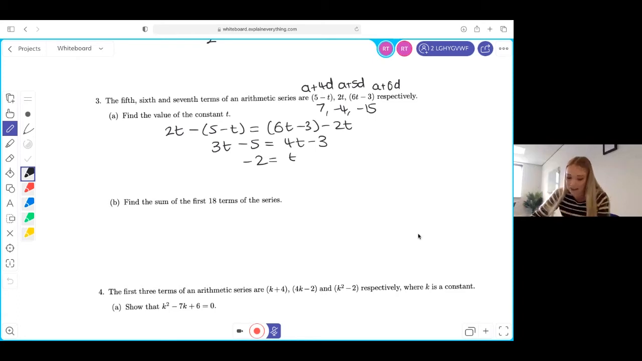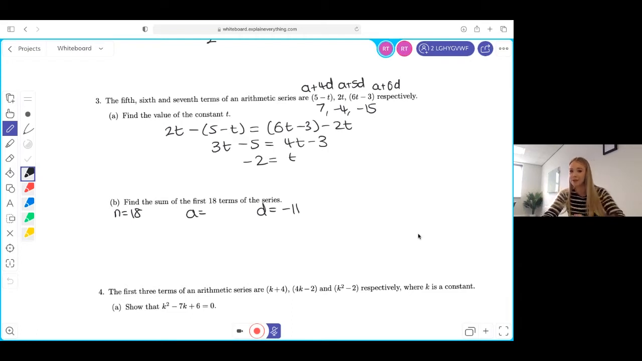The next part we want to do for part B is find the sum of the first 18 terms of the series. So we're going to use our formula again, where our n equals 18, but in this one we need our a, our first term, and d, the common difference between each term. We can see from the 5th, 6th and 7th terms that we've got 7, -4 and -15, the common difference between each term is just going down in 11, so it's -11. And then we just need to work out what our first term would have been.